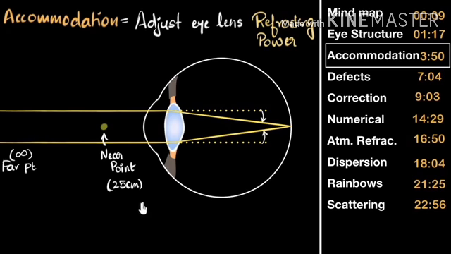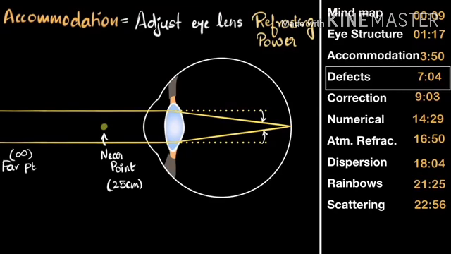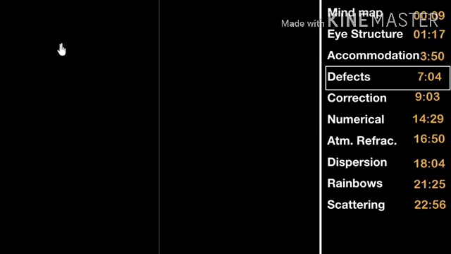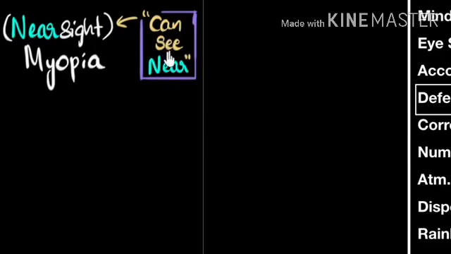But what if our eyes are defected? So that now brings us to the next topic, defects in our eye. So there are three major defects that we need to study. The first one is called myopia, meaning nearsightedness. This means that a person can see things which are near to him or her.